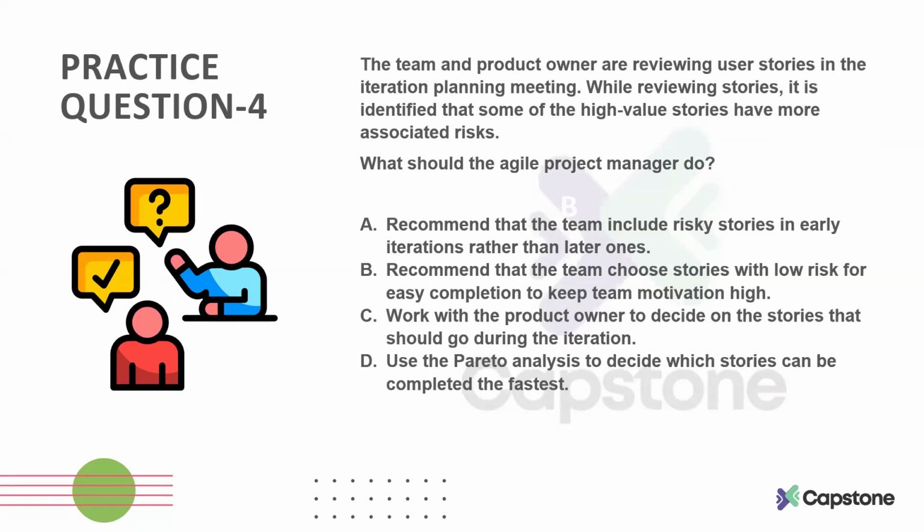Right, so let's move to question number 4. All right, so we have one answer of option D. What about others? So what we are doing here, the development team and the product owner are reviewing user stories and you are in an iteration planning meeting. While reviewing the user stories, you identify that some of the high value stories have more associated risks. So what should the agile project manager do? What do you do in this scenario?